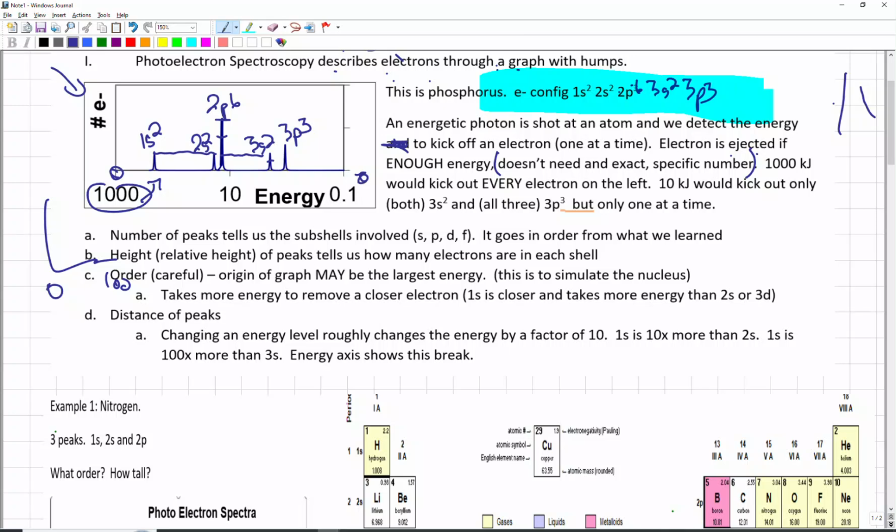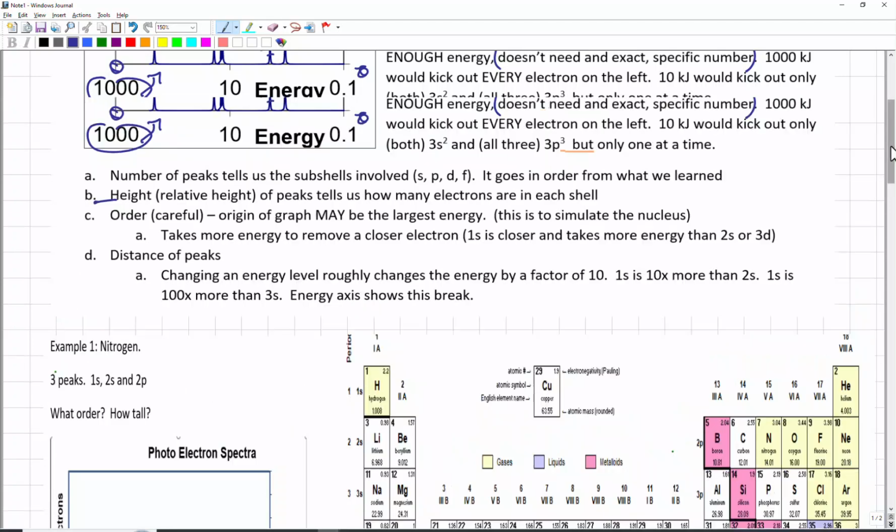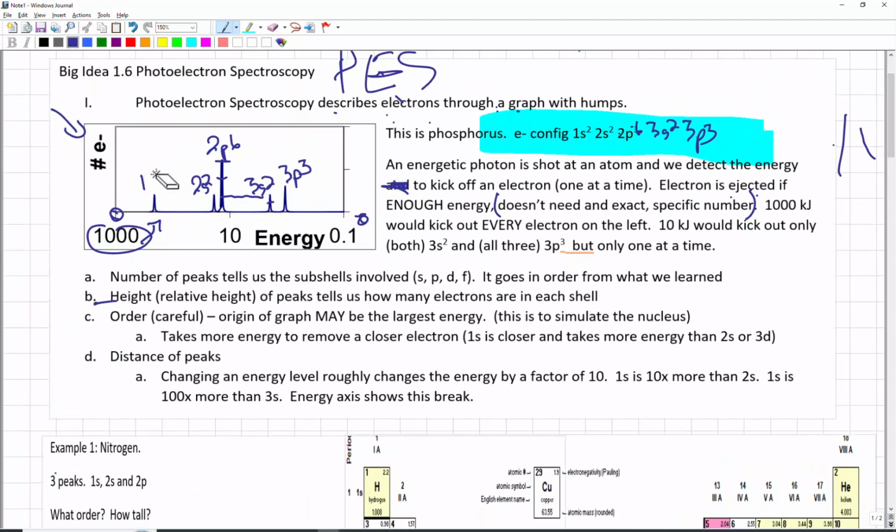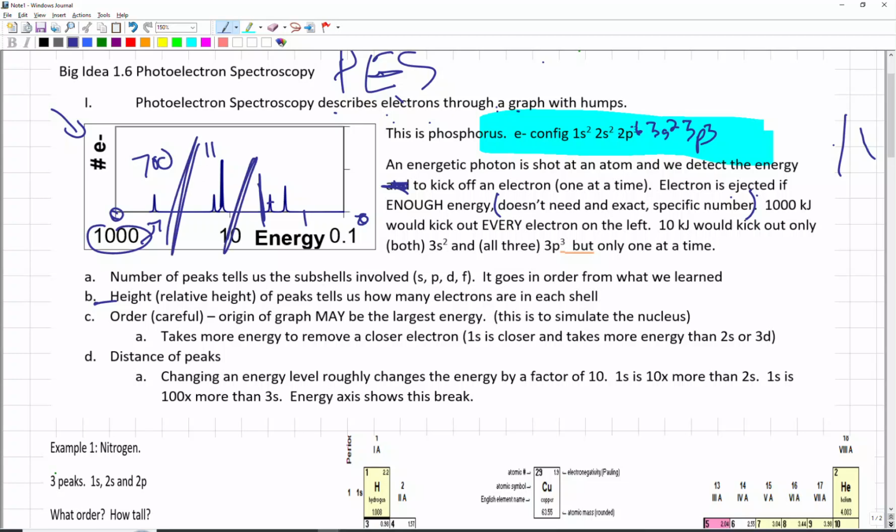Distance of the peaks. Changing an energy level roughly changes the energy by a factor of 10. If I'm looking at this, I'm going to erase my numbers here. Notice how this is about 1, this is about 11, and this would be about, I'm not very good at estimating my logarithmic scales here. Let's call it 700. But you can tell it's very different. You can see the breaks: first energy level, second energy level, third energy level.